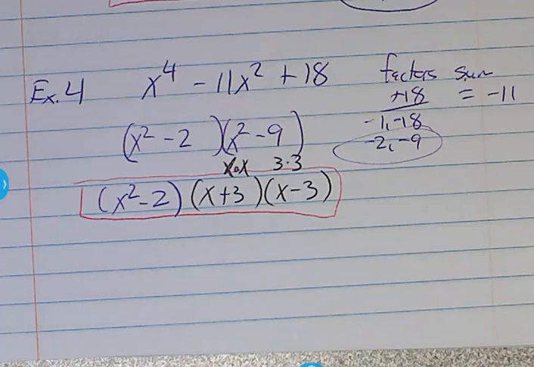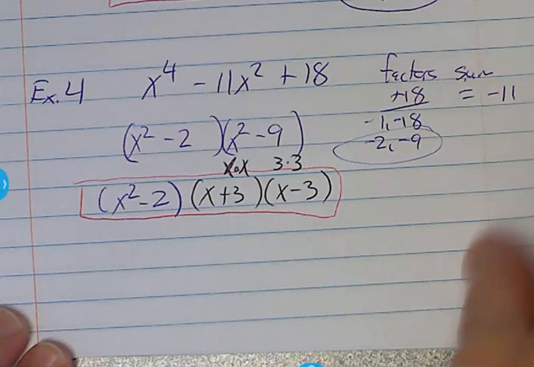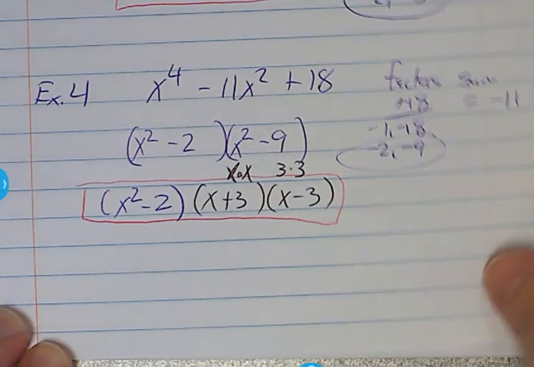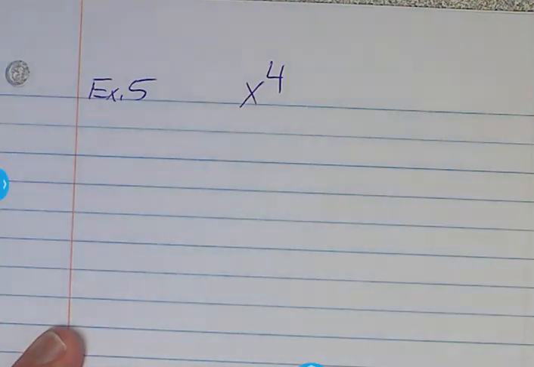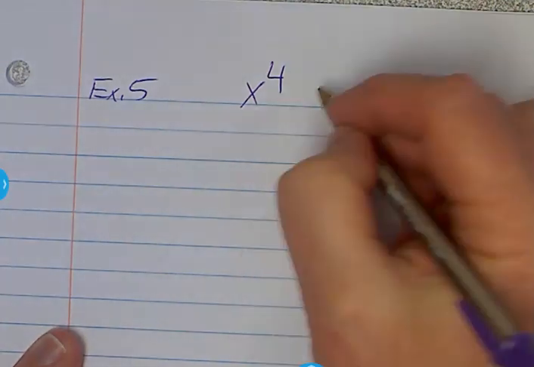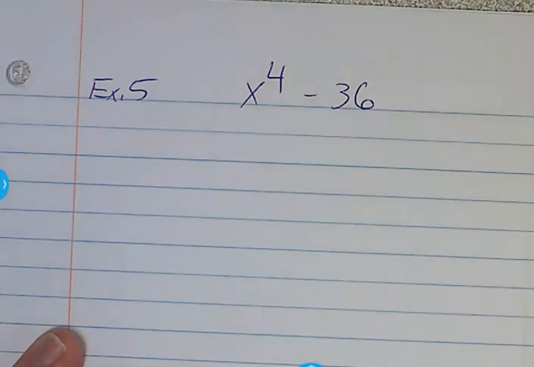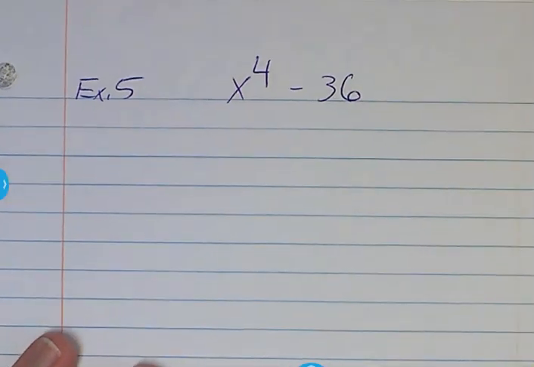All right, so here we go. A couple more of these that we'll do, kind of tying that part of it in just to make sure we're good here. All right, so for example 5, we'll go x to the fourth minus 36.